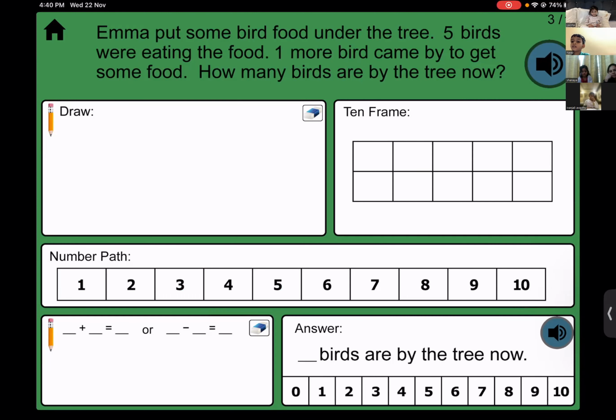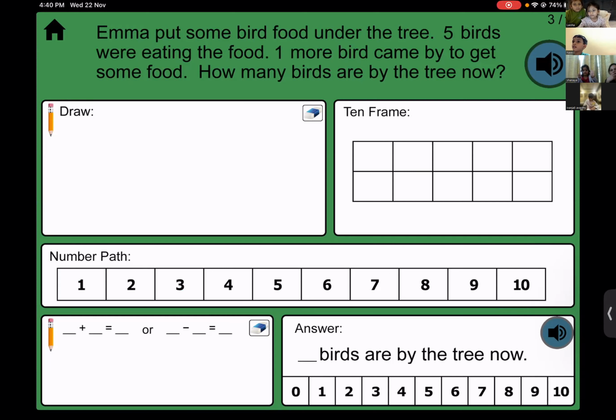Let's read the question, but I am going to read it for you. Emma put some bird food under the tree. 5 birds were eating the food. 1 more bird came by to get some food. How many birds are there by the tree now, Neve?